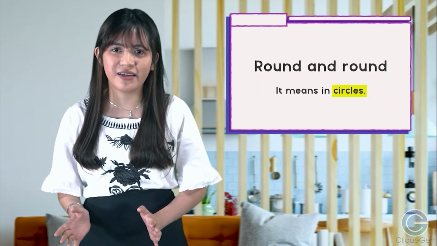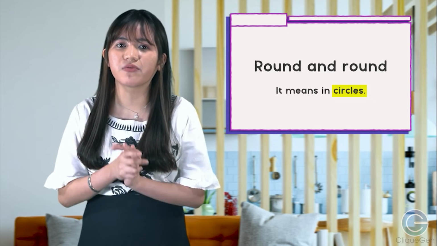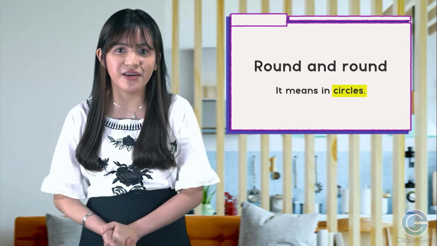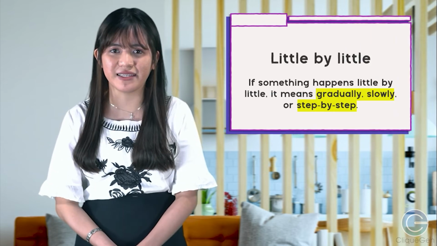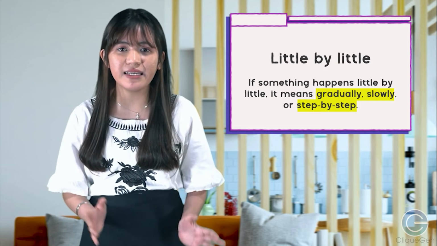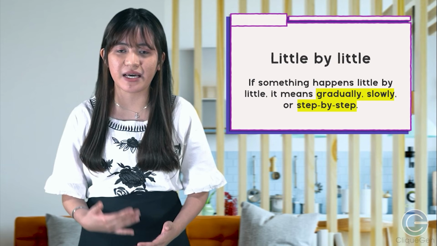Round and round. It means in circles. If you say that something is going round and round in your head, you mean that you can't stop thinking about it. Little by little. If something happens little by little, it means gradually, slowly, or step by step. On and on.